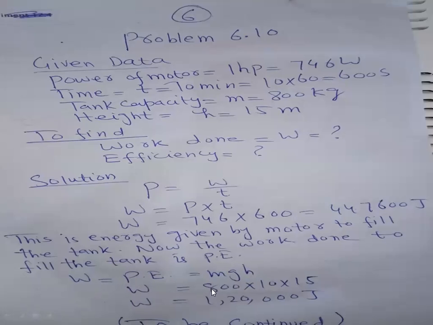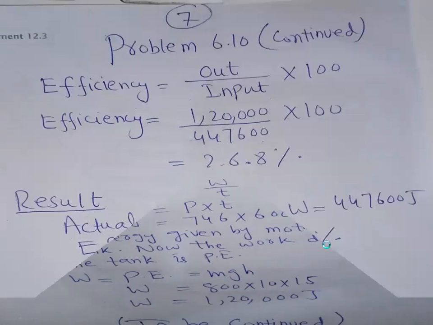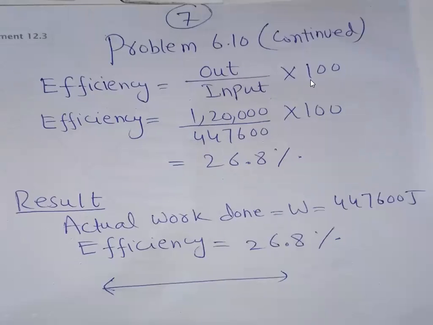Just plugging in the values: mass is 800, the value of G is 10 meter per second square, and height is 15. If you multiply this, work done will be 120,000 joule. So this is the actual work done, and this is the input. One is input, one is output, right? You know the definition. This is the continuation of the 6.10 numerical. Efficiency is output divided by input multiplied by 100.